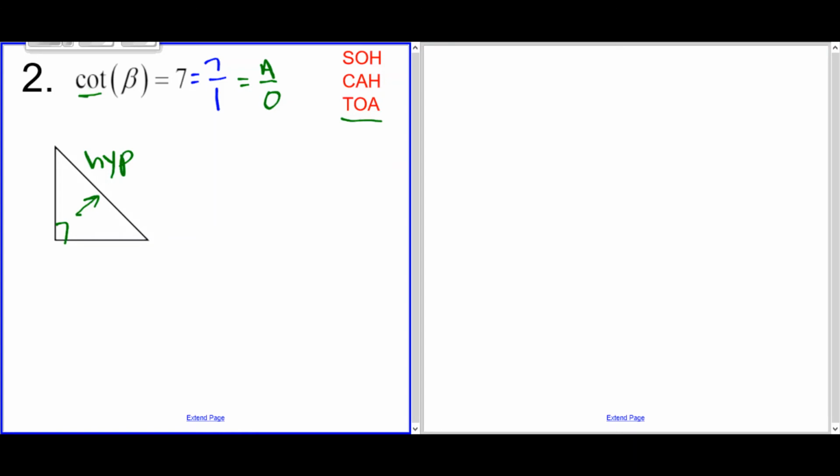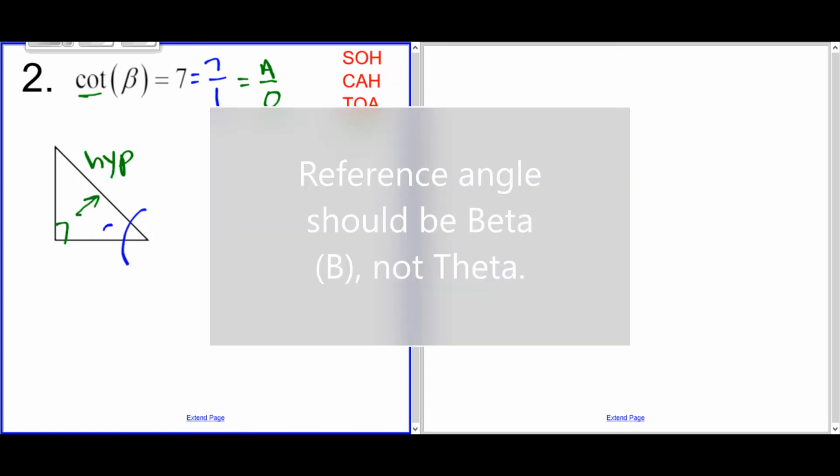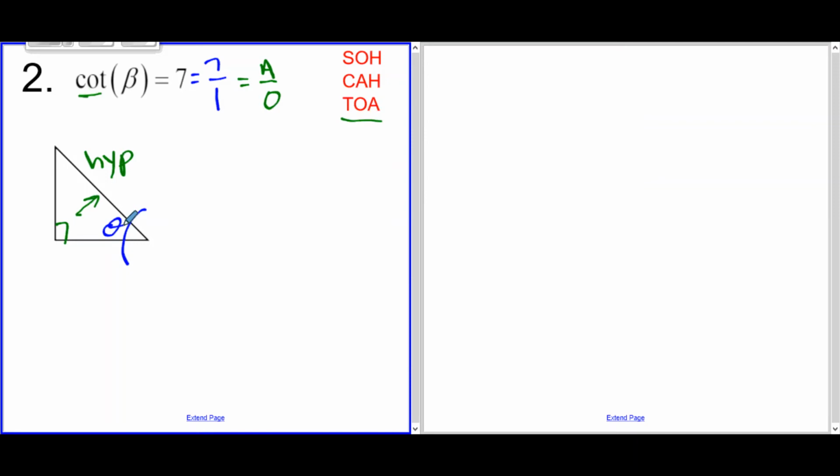Then I'm going to sketch in my reference angle. So I'm just going to call this my reference angle theta down here. So I'm given, let's start with the opposite. The side opposite theta, I know is 1, because in the denominator is 1. The side adjacent to theta, the side that's touching theta, the A is 7, because in my fraction the numerator is 7.